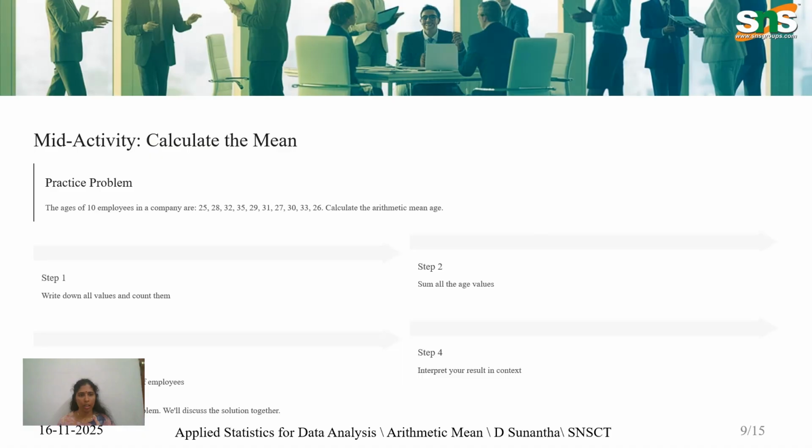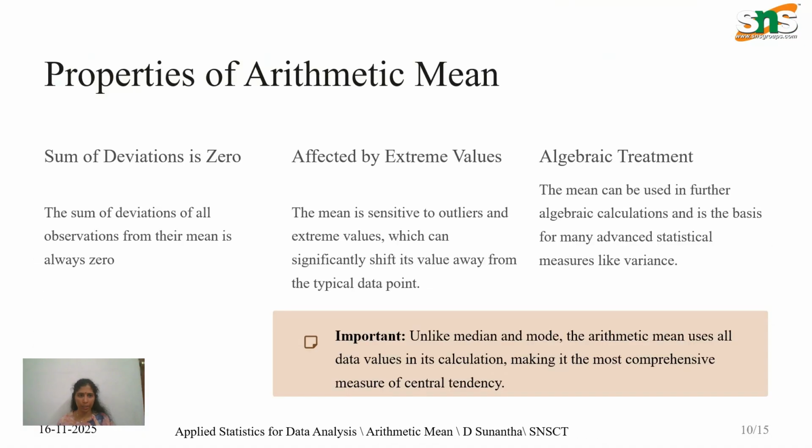So the next is properties of arithmetic mean. So sum of deviations is 0. So the sum of deviations of all the observations from their mean is always zero. The second one is affected by extreme values. The mean is sensitive to outliers and extreme values, which can significantly shift its value away from the typical data point. Next is algebraic treatment. The mean can be used in further algebraic calculations, and it is the basis of many advanced statistical measures like variance.